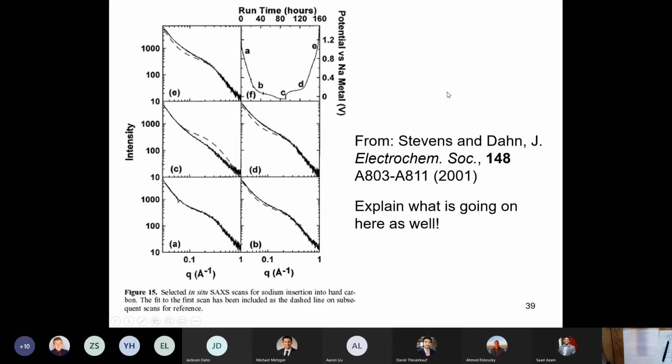So any questions about this? Question not specifically about this article, but is there a way to reduce that porosity if the hard carbon is graphitized under pressure? Oh, I don't know the answer to that, Eric.